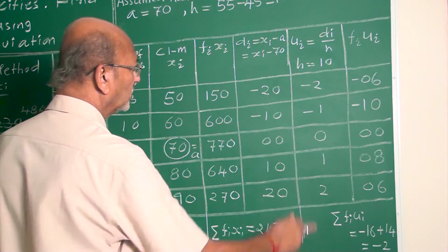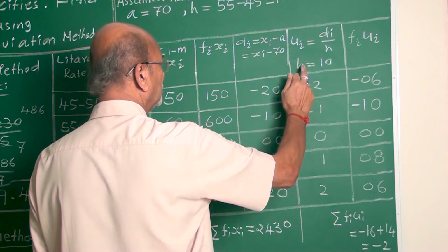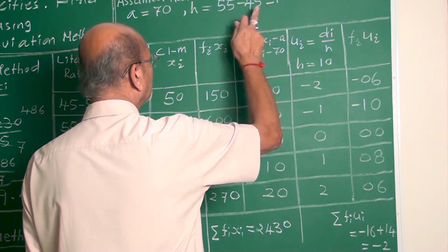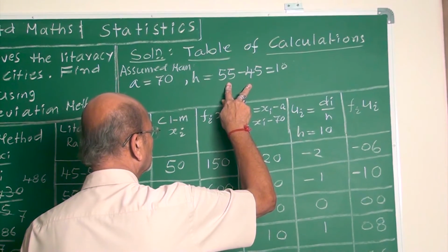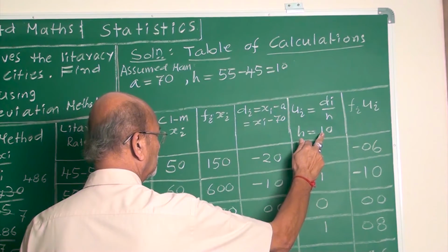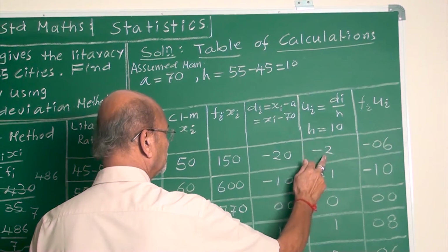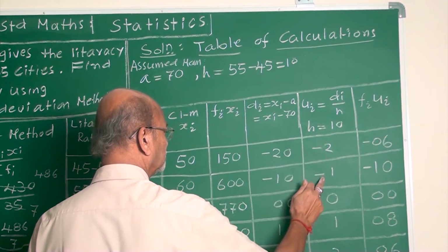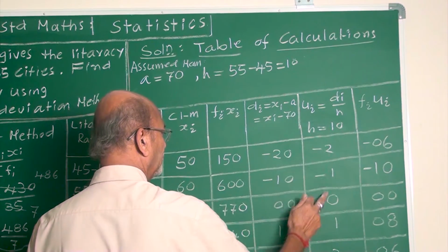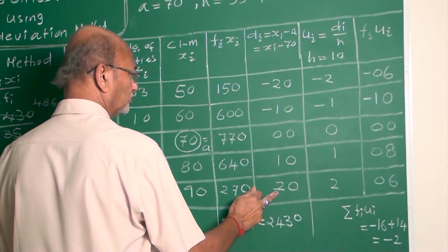Then you have to go for ui. Di upon h. h is 10, which is the class interval. So, minus 20 upon 10 is minus 2. Minus 10 upon 10 is minus 1. 0 by 10 is 0. 10 upon 10 is 1. 20 upon 10 is 2.